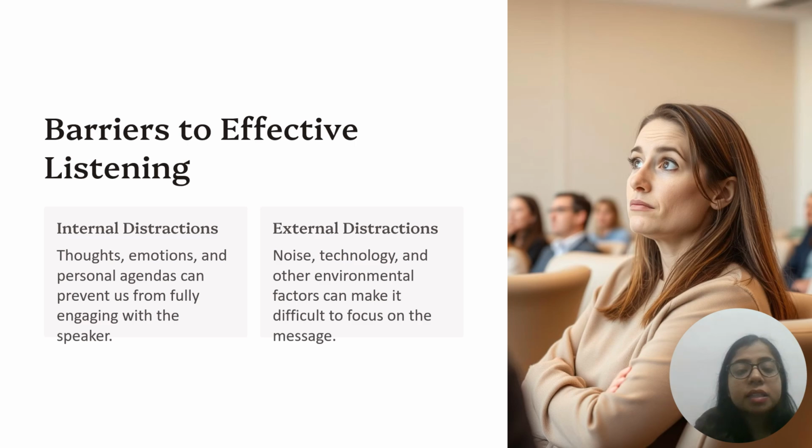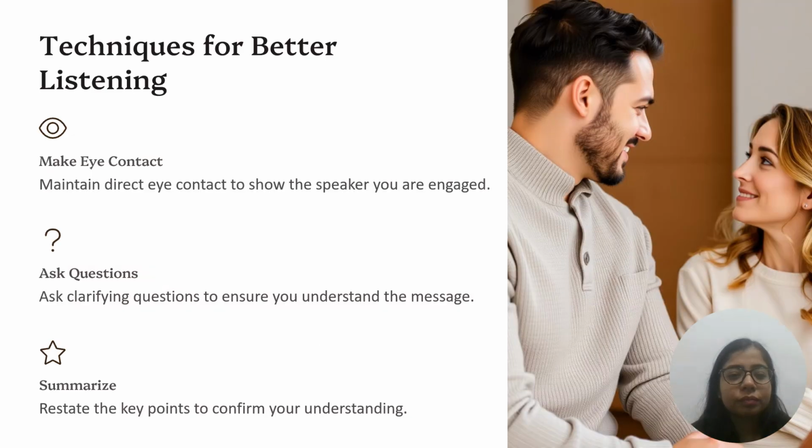And next is external distraction. Noise, technology, and other environmental factors can make it difficult to focus on the message. Suppose you're at a party where so much music is going on. So what the speaker is saying, you're not able to listen properly. So that is an external distraction. It has nothing to do with your thoughts or emotions. It's just external factors affecting your listening. Okay.